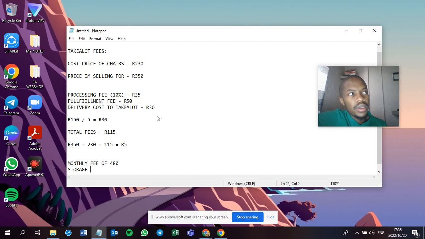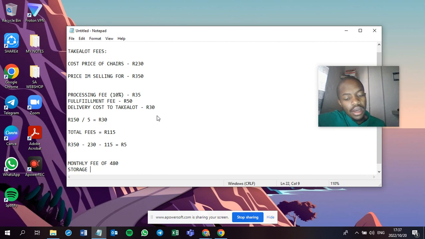So storage fees, let's just say you had one item and it doesn't sell for at least 30 days. After 30 days, they're going to start charging you because they're keeping the stuff in their warehouse, right? Storage fees, they're going to charge you like 4 Rand per item or 6 Rand per item, depending on how big it is. But yeah, it's not really much. I haven't really had crazy storage fees or anything like that. It's around 4 Rand to 15 Rand per month.